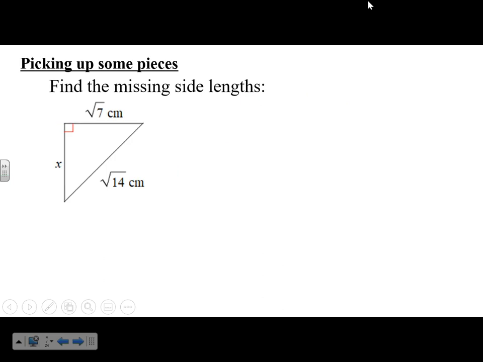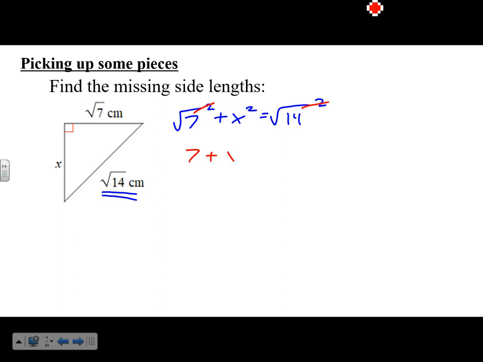Go on to the next one. Now, both of these are square roots. But again, don't make it harder than it is. Just make sure you remember this is the hypotenuse. So this one is the square root of 7 squared plus x squared is equal to the square root of 14 squared. But again, this one's actually easier than a lot of them because these squares and square roots cancel. So it's 7 plus x squared is equal to 14.